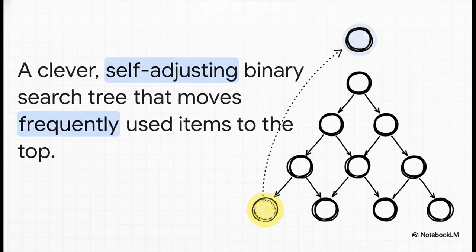They are this fascinating type of self-adjusting binary search tree. And the concept is really simple, but super powerful. Whenever you access an item, the tree literally reshuffles itself to move that exact item all the way to the top, right to the root.